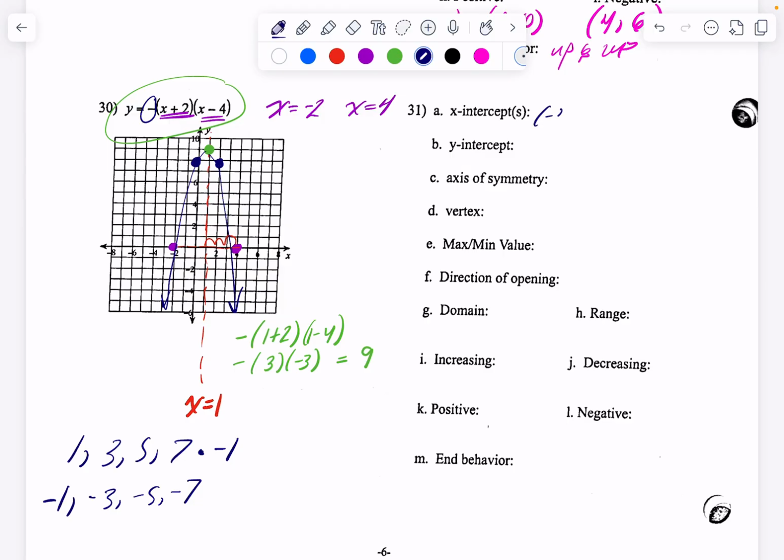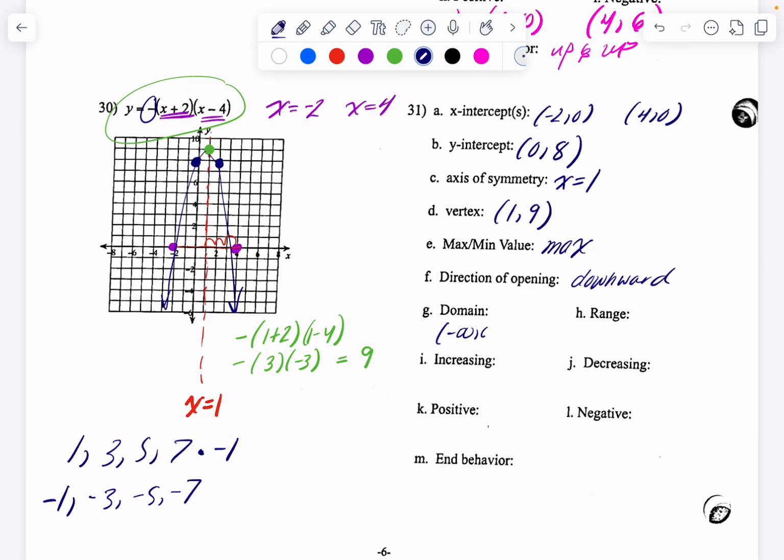X-intercepts are at negative 2, 0, and at 4, 0. The y-intercept is 0 up 8. As you can see, I didn't even have to go plug in 0. I could, though. Axis of symmetry is at x equals 1. Our vertex is at 1, 9. It's a max. The vertex is a max, opening downward, concave down, however you want to say it. Domain is negative infinity to infinity. Our range is negative infinity up to 9.